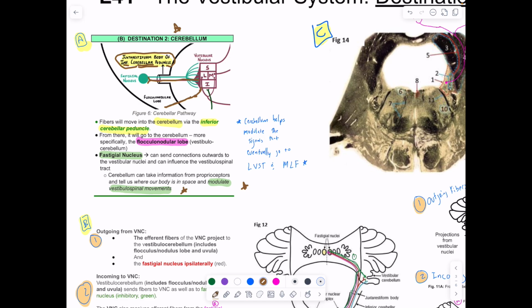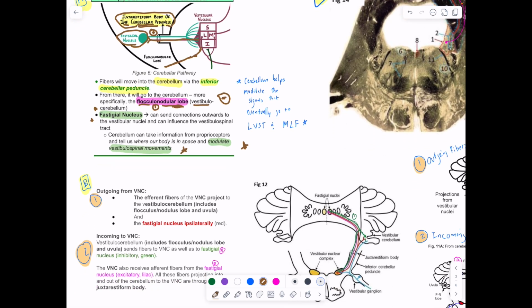So the first place we go is grouped together. This is the flocculonodular lobe, also called the vestibulocerebellum. So that's one place we go. The other place is the fastigial nucleus, and the fastigial nucleus is going to send positive feedback back. So the fastigial nucleus is like, hey, contract harder. The flocculonodular lobe will send back negative feedback and be like, no, you shouldn't contract harder. Take it easy.